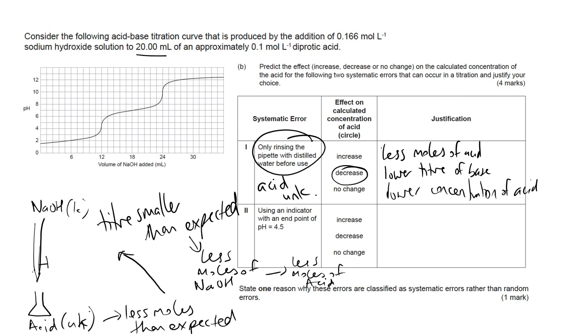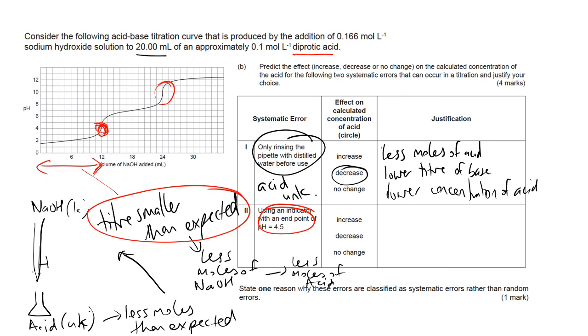Second: using an indicator with an endpoint of 4.5. Where's 4.5 on this pH scale? This is the titration curve. 4.5 is about here. Now this is a diprotic acid. You're supposed to stop the titration here, but what you've done is stop it here, which is not ideal. You've added less sodium hydroxide than you're supposed to, so again the titer is smaller than expected, which leads to a decrease.